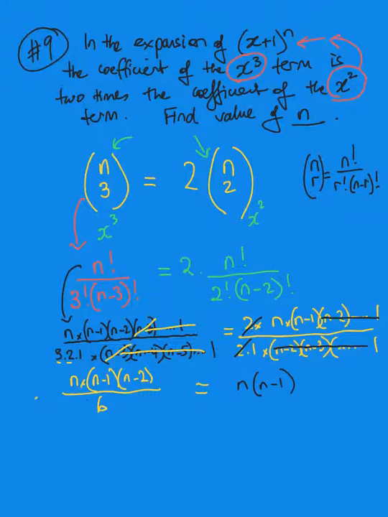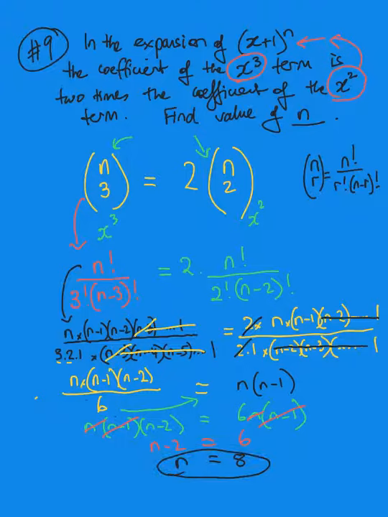Let's simplify that further. Let's multiply this 6 across there. So now we've got n times n minus 1 times n minus 2 is equal to 6n times n minus 1. Well, I've got an n on both sides and an n minus 1 on both sides, so let's just get rid of those. That means n minus 2 has to equal 6. If n minus 2 is equal to 6, then n must be equal to 8.